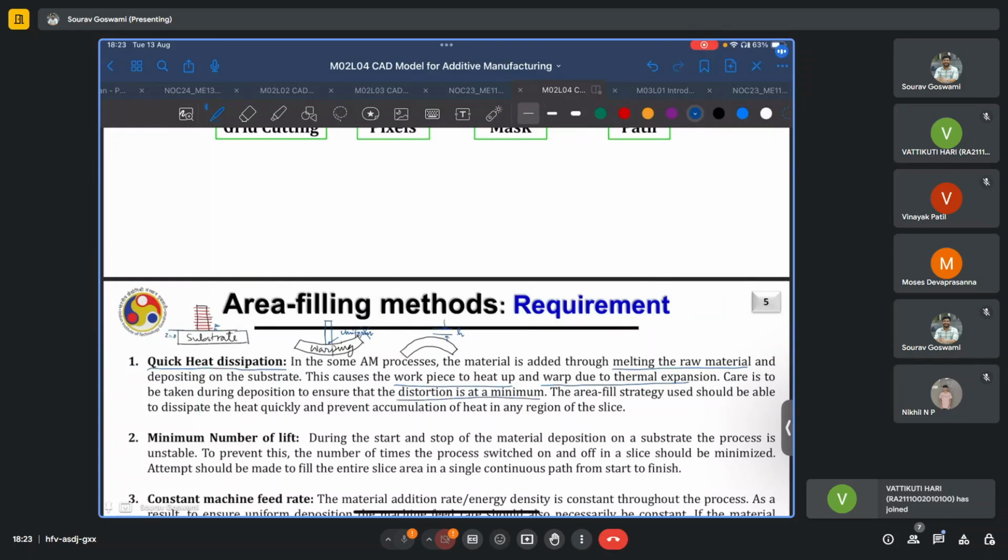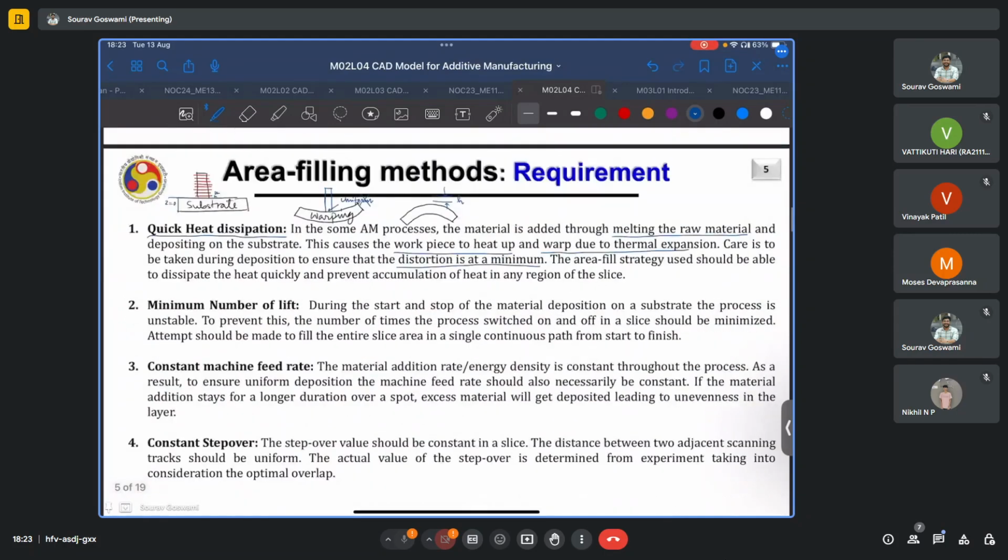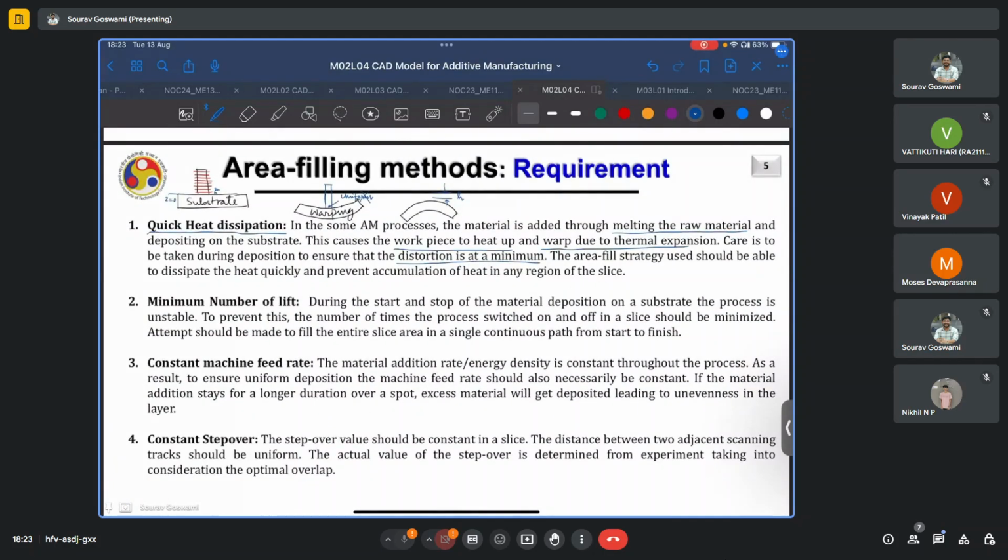Can we eliminate them altogether? Maybe not. But what we can do is ensure that they remain minimum. And the area fill strategy used should be able to dissipate the heat quickly and prevent accumulation of heat in any region of the slice. The second criterion is that the number of lifts should be minimum. Now, lift refers to the phenomenon when, while printing a layer, your deposition head stops depositing, rises from the build platform, or it need not even rise, it stops depositing, moves to some other coordinate, and then starts depositing again.